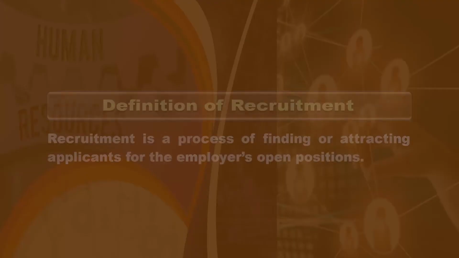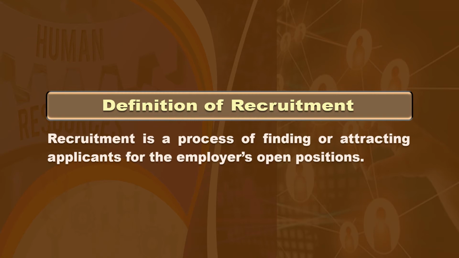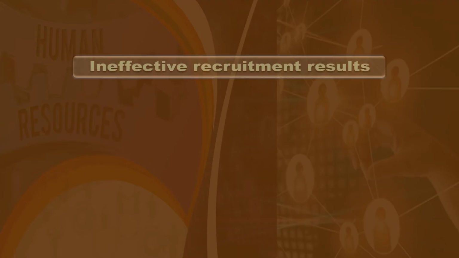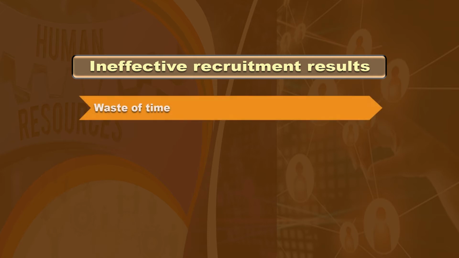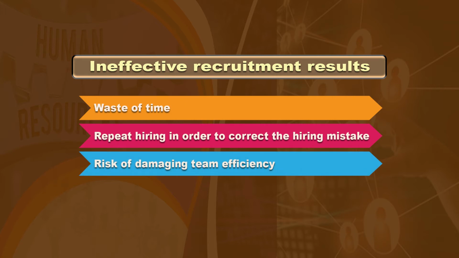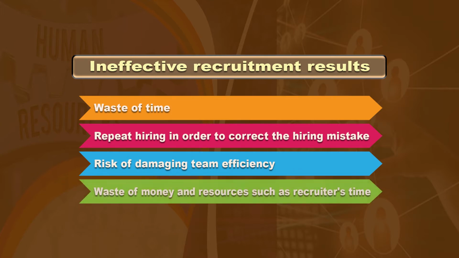To begin with, let's revise the definition of recruitment, which is a process of finding or attracting applicants for the employer's open positions. A recruitment mistake could be damaging in various ways for a company. Evidently, it is a waste of time hiring the wrong candidate, as the same process will have to be repeated in order to replace the mistaken employee. In doing so, there is a risk that the team efficiency could potentially be damaged, as well as a significant waste of money and resources.